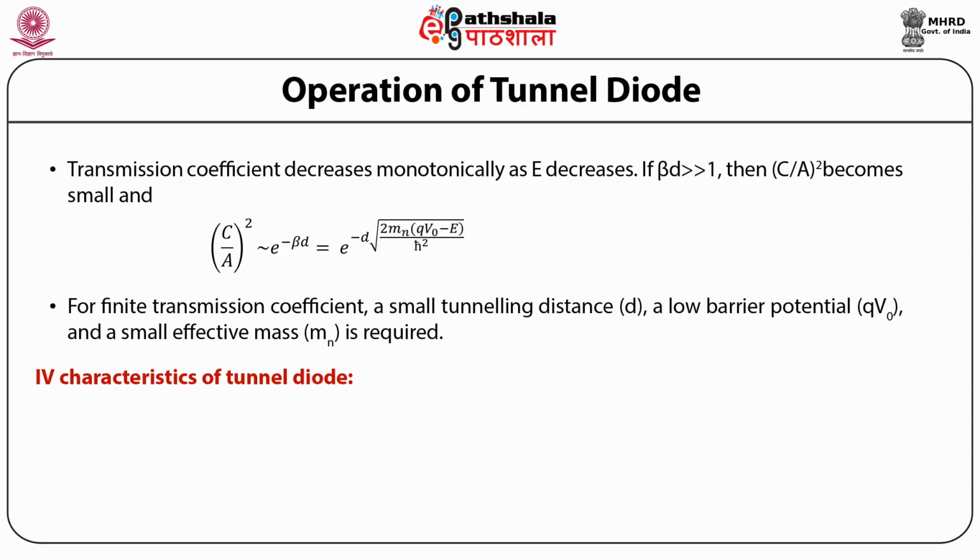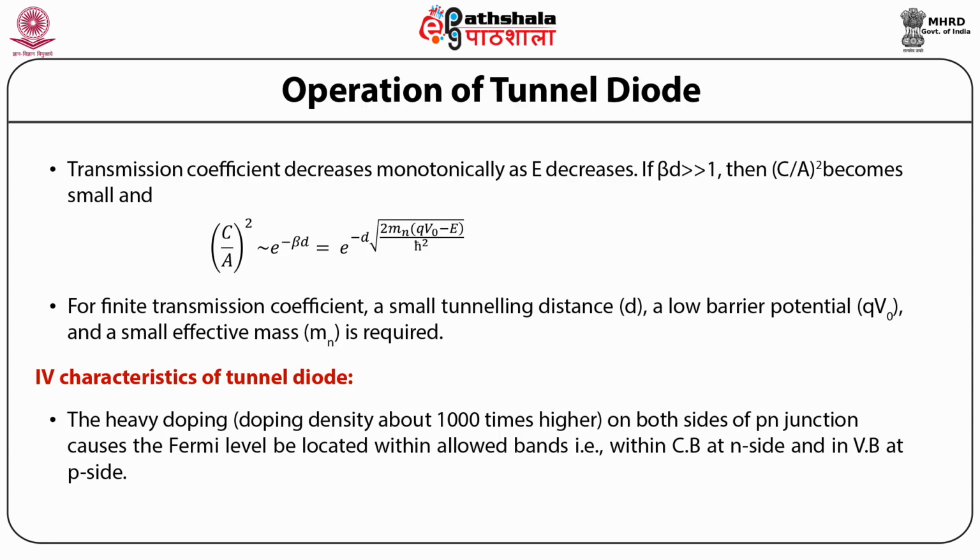A simple PN junction where both the P and N sides are very heavily doped with impurities, that is, they are degenerate. The doping density is about 1000 times higher than in an ordinary diode. The heavy doping causes the Fermi levels to be located within the allowed bands, that is, within the conduction band on the N side and in the valence band on the P side.